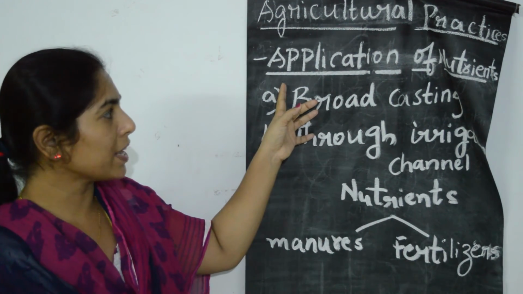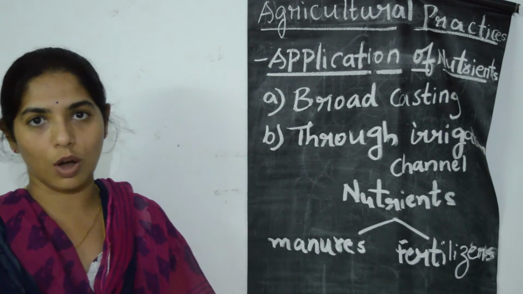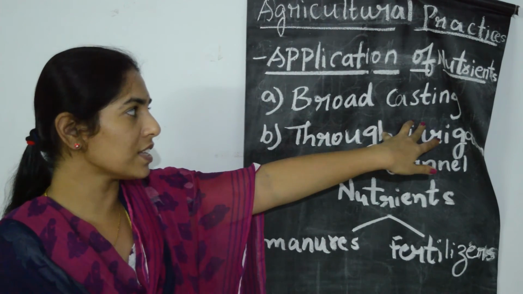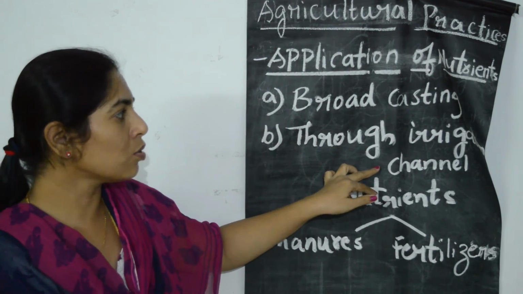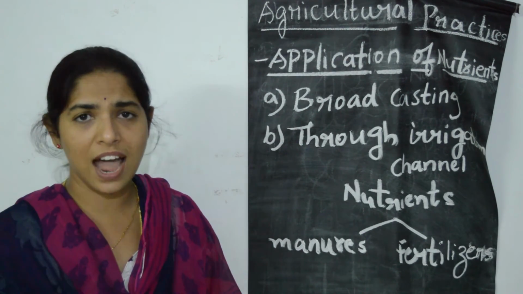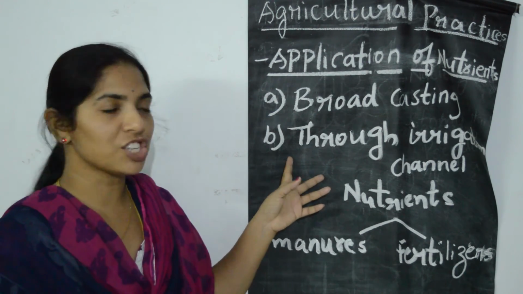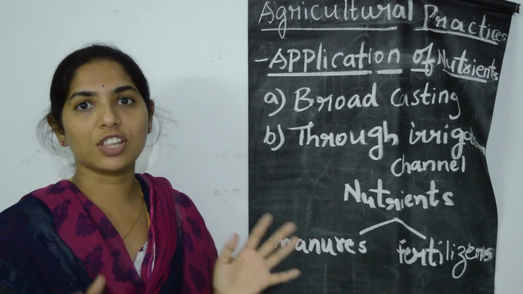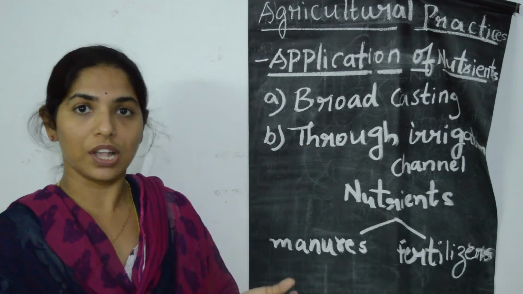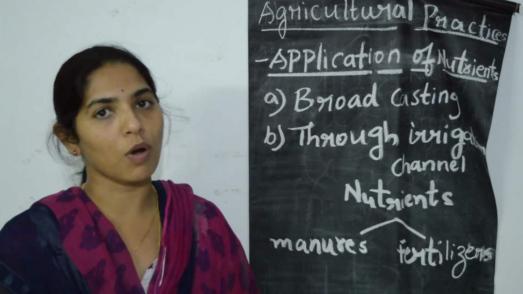So how are we going to give nutrients to the crop? It is generally done by two methods. The first method is broadcasting and the second method is through the irrigation channel. We already discussed broadcasting: by using the hand, just scattering the nutrients. Whereas through the irrigation channel, it is first dissolving the fertilizers or the nutrients in water, and then it is supplied through the irrigation channel throughout the field.